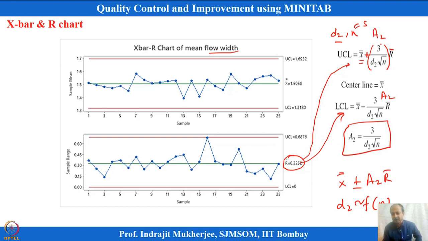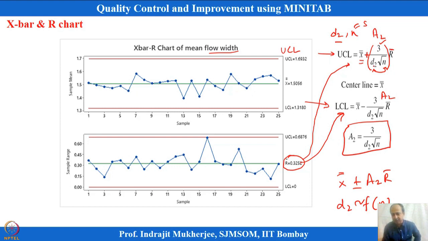3 is a constant, so the 3 does not change over here, but D2 is related with n, so this constant will change. This is for the X bar chart. I will get an upper control limit line using this formula, and I will get a lower control limit line using the formula over here, because every piece of information is with me.